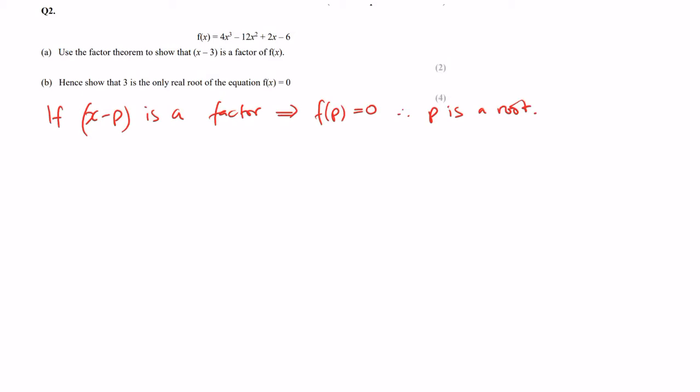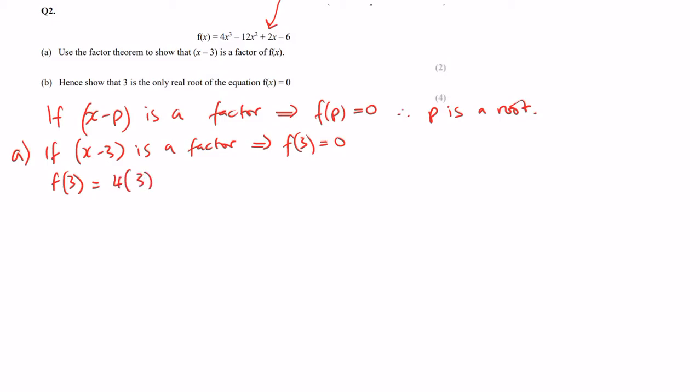So what we can do for that is say if x minus 3 is a factor, then we can sub in 3 into the function and get 0. So let's do that. We put in 3 into this function up here. And if we do that, we do actually get 0. Therefore we can say that x minus 3 is a factor.